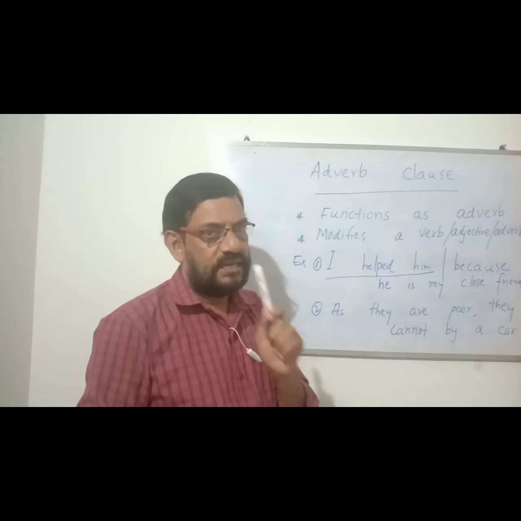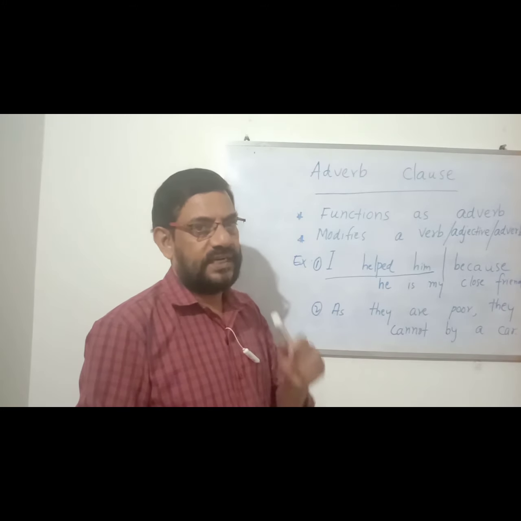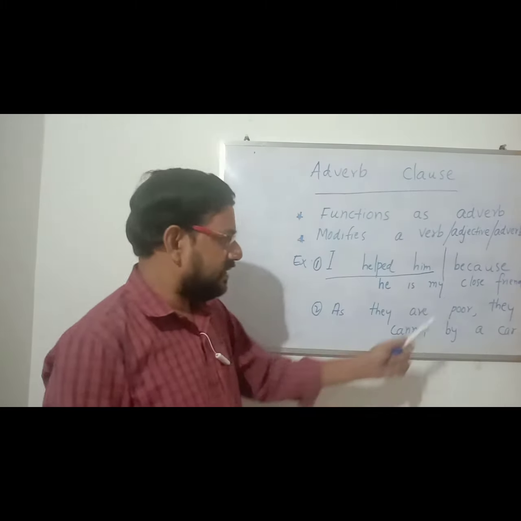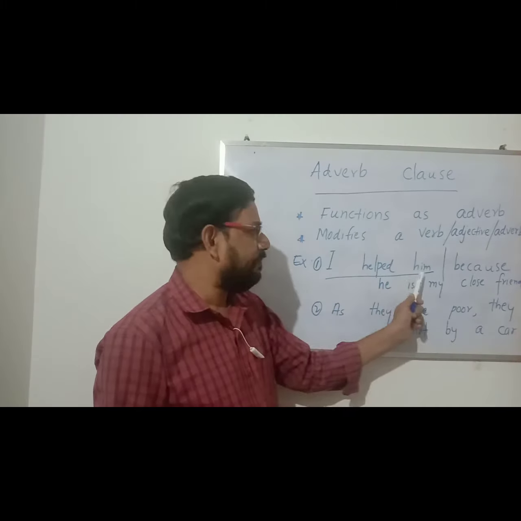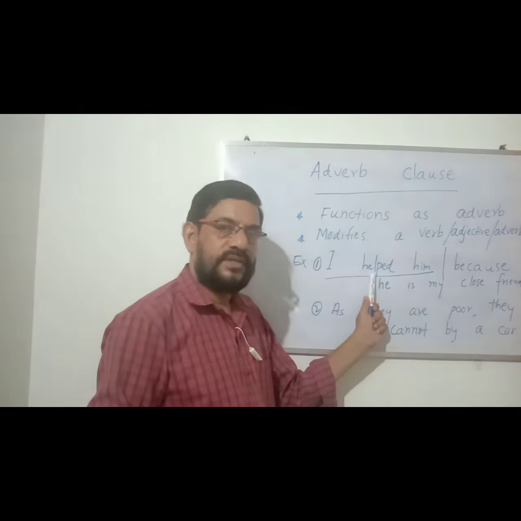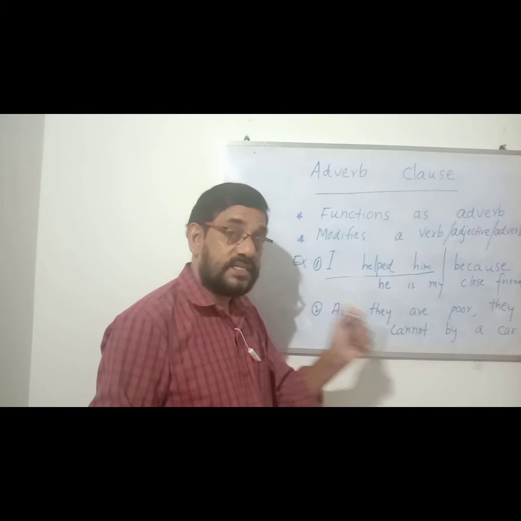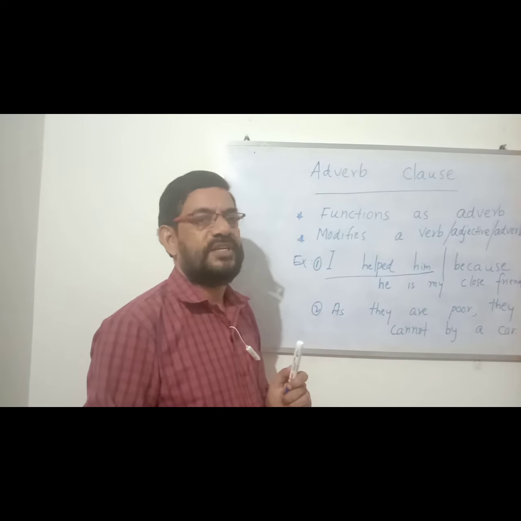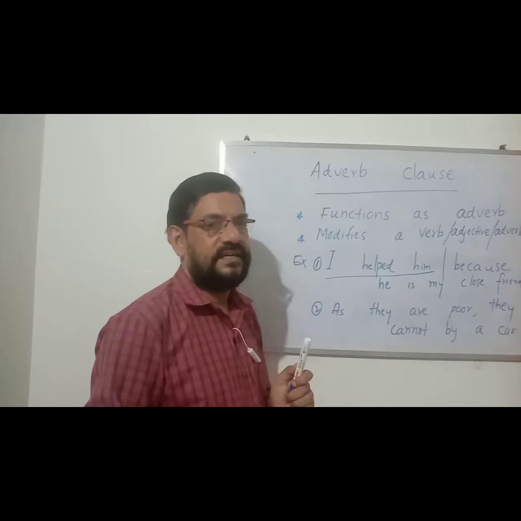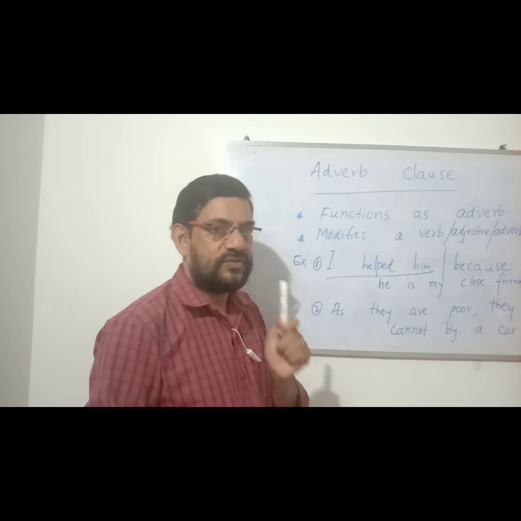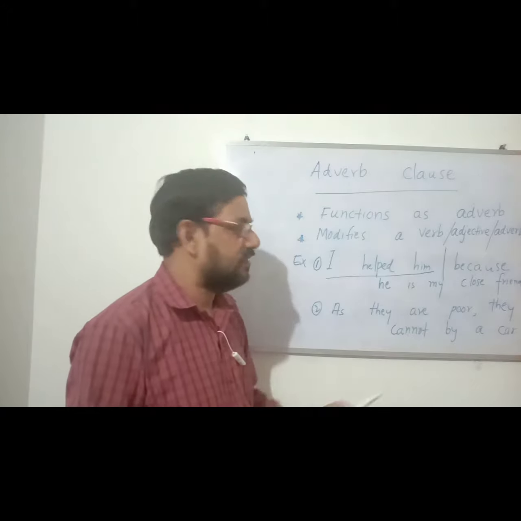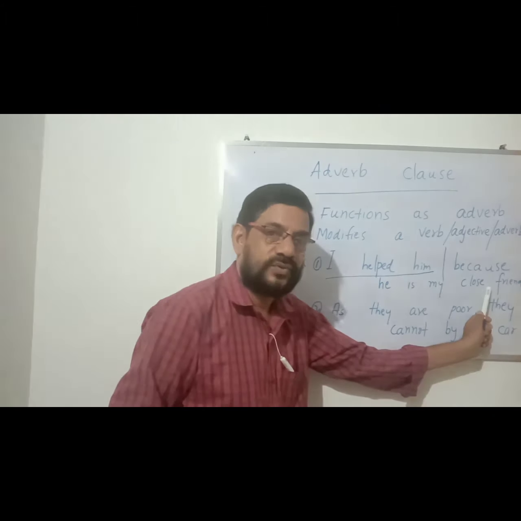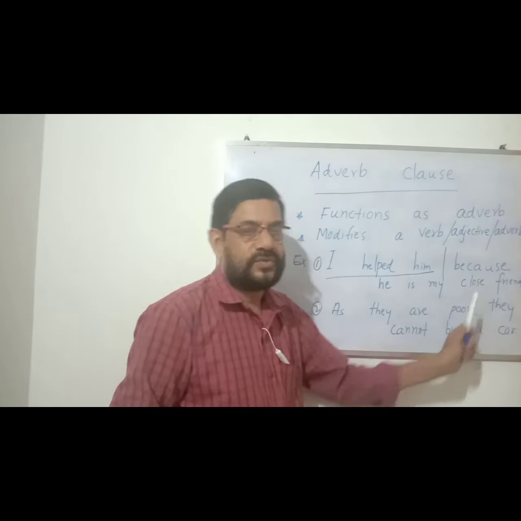Now we should check what type of subordinate clause it is, whether it is a noun clause, adjective clause or adverb clause. What is the function of this clause? I helped him. Why? You ask the question why. What is the reason? You ask this of the verb: what is the reason for which you helped him? What is the reason for the action to happen? This is the reason: because he is my close friend. The reason is given in a clause. So this is an adverb clause.